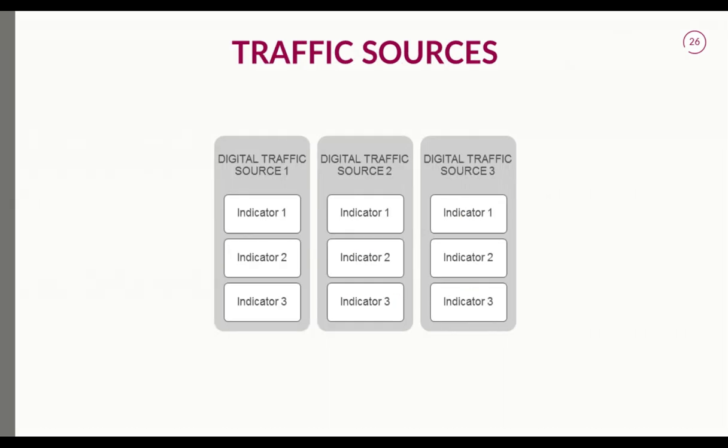So I've got this end goal set up, so now I need to think about my different traffic sources. What am I measuring for them? Well, indicator 1 in every case in this model is how much traffic from that particular source. So, say our digital traffic source 1 was email marketing. Indicator 1 would be traffic to the website via email in the last month.